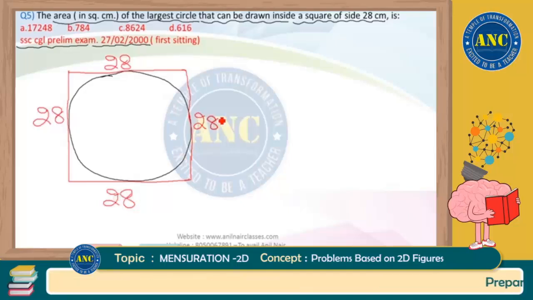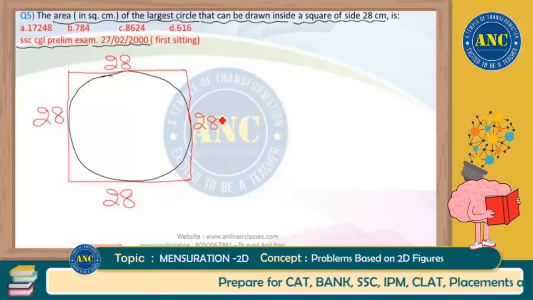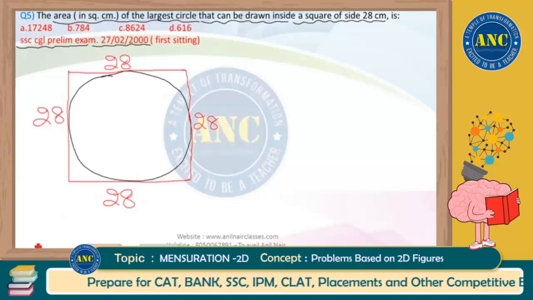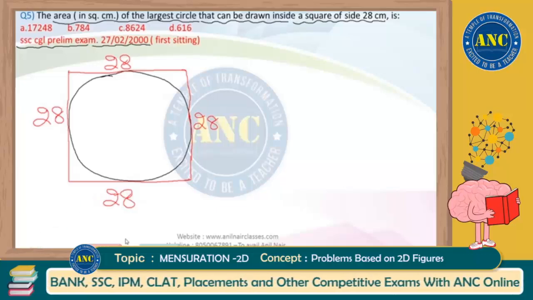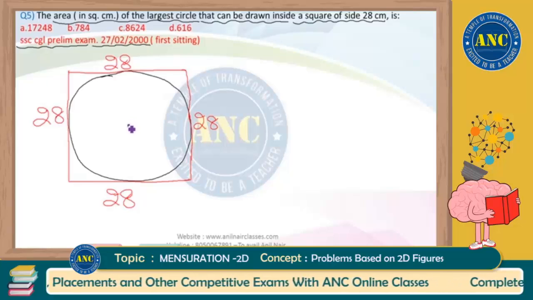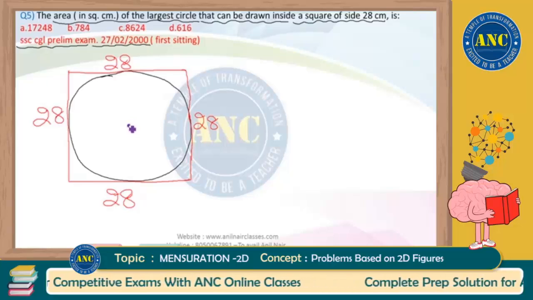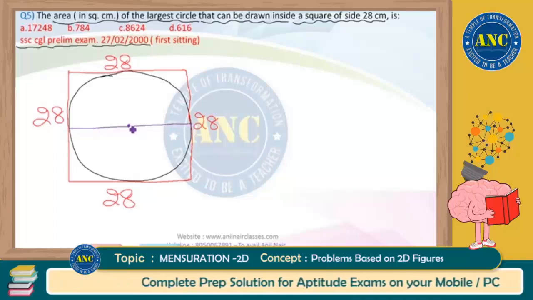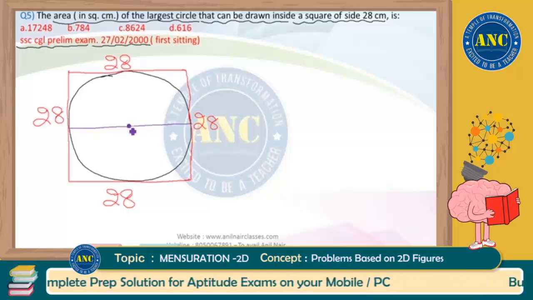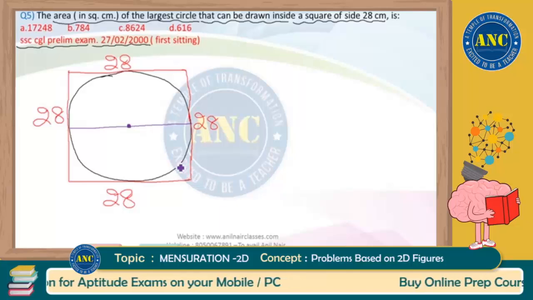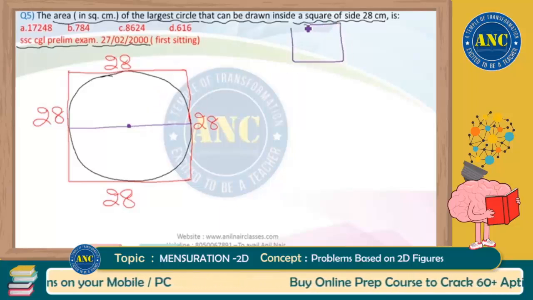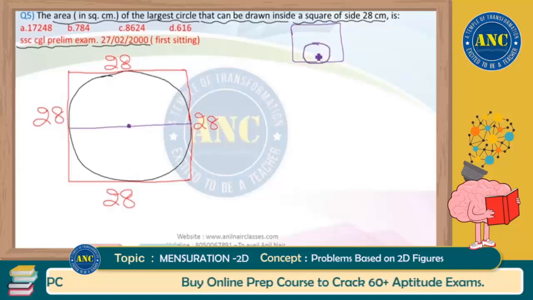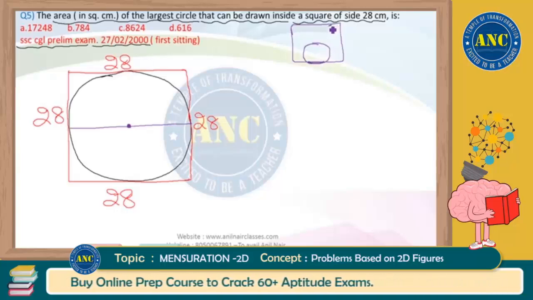Find the area of the largest circle that can be drawn inside a square of side 28 centimeters. Now for this circle to be largest, this should be drawn from the center of the square. If I draw keeping the center of the square as the center of the circle, then that circle will have the largest area. There can be a circle in this square like this also. Suppose this is the square. There can be a circle in this square like this also, right? There can be another circle in the square like this. There can be another circle in the square like this.